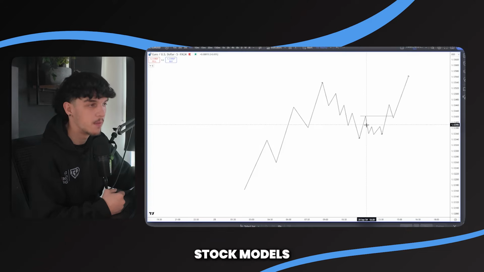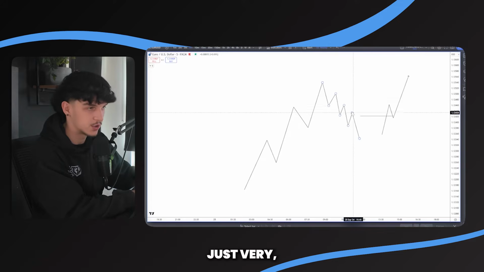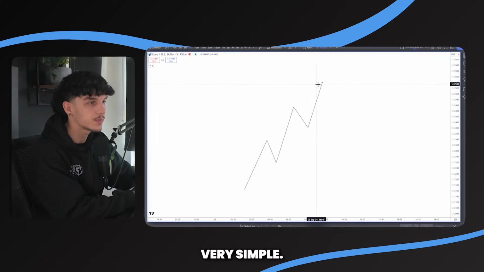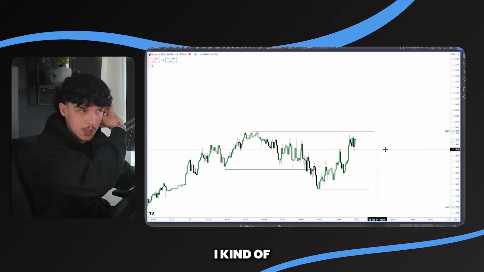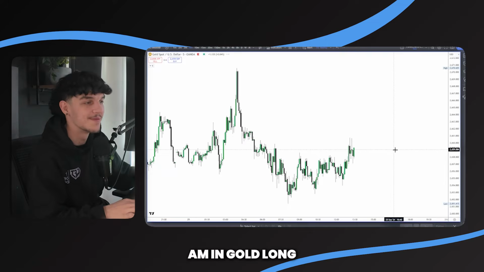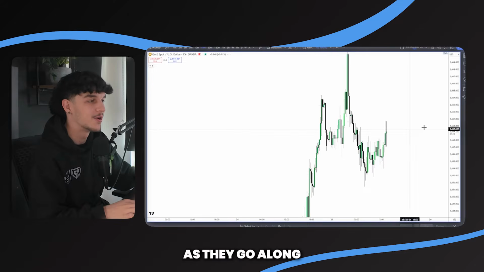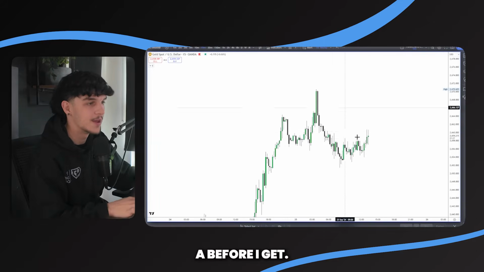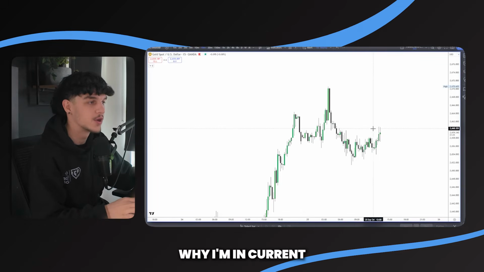So they're the buy stock models that we're going to look for on this strategy. Very, very simple. So let's look for examples. I kind of want gold to be pushing up because I am in gold longs at the moment. And as you can see, gold longs are currently fine again. So let's go through on this example why I'm in current gold longs.